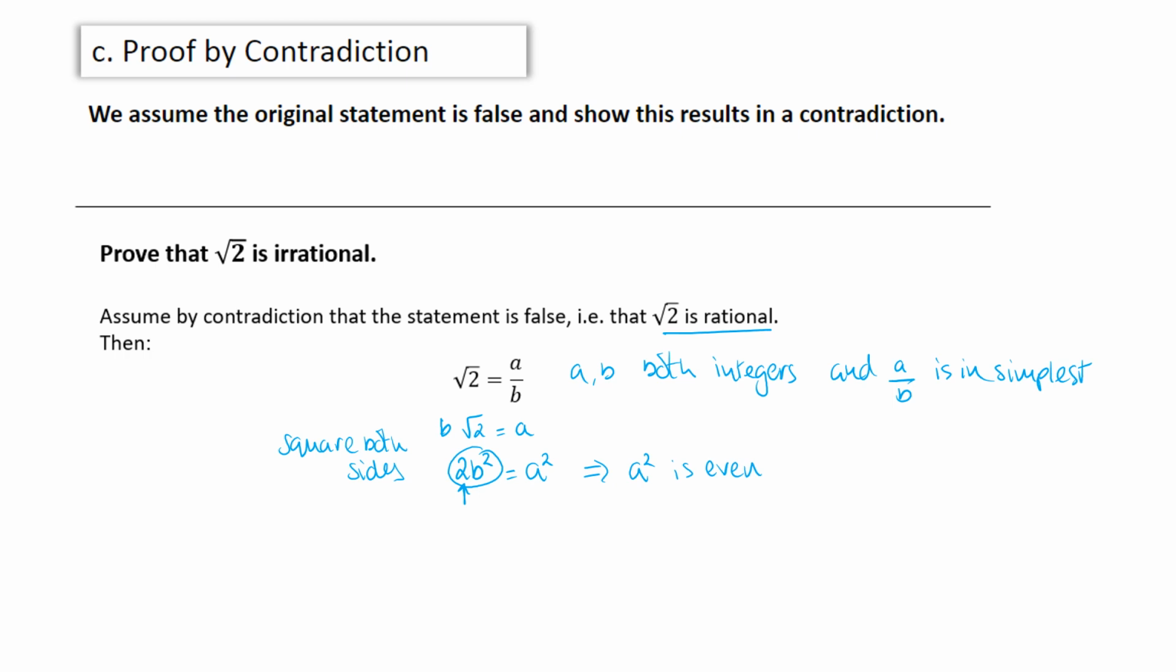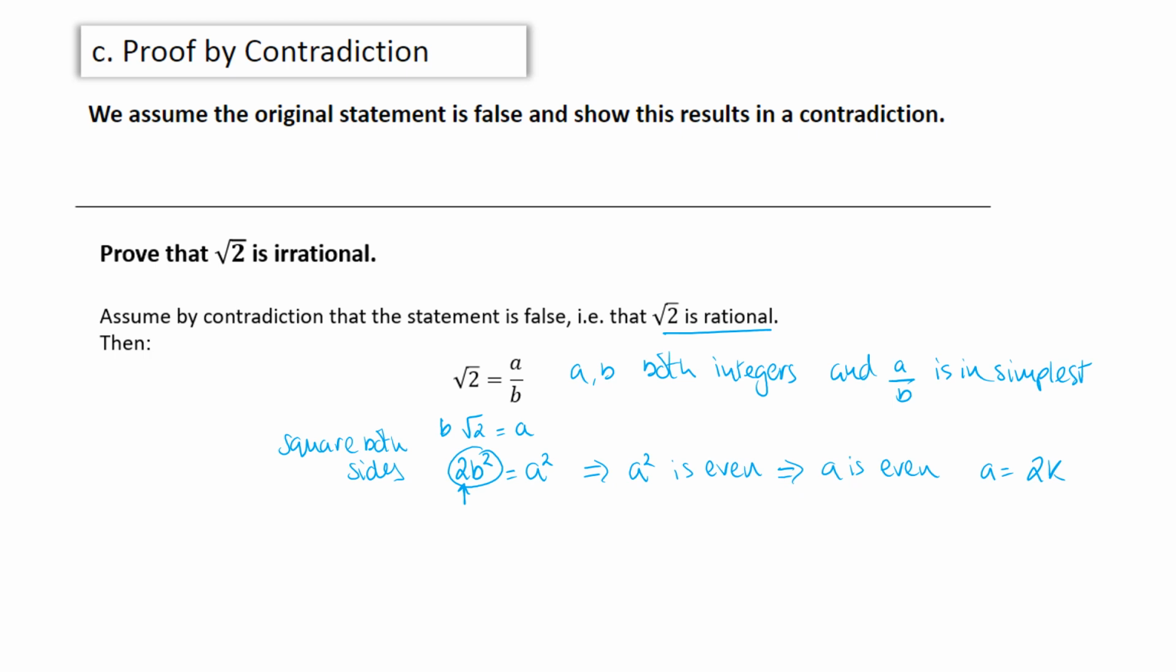Now, if you think of numbers that are squared, when you get an even answer, say 36, it means the number that you've squared is also even. So this tells us that A is even. Now, if A is even, say 10 is an even number, then A could also be equal to 2k. So if A is 10, then k would be 5. So A can be divided by 2 and can be expressed as 2k for another integer k.